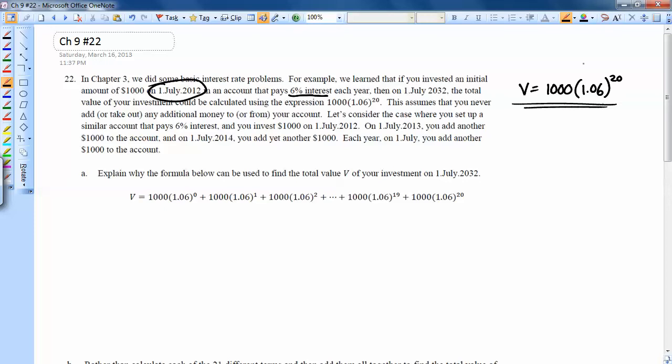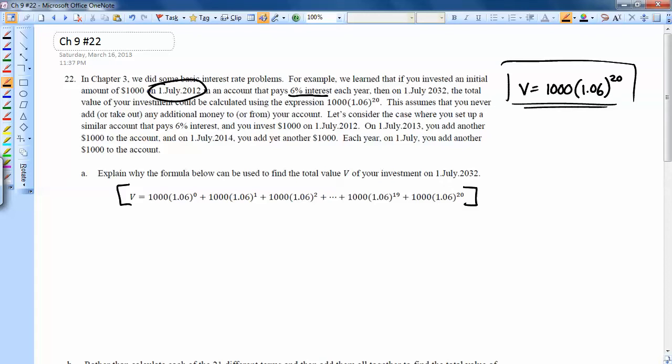But that's not usually how most investment accounts work. You don't just put in $1,000 and then wait 20 years. You usually put in $1,000, and then maybe a year later you put in another $1,000, and then a year later you put in another thousand. And so, if the account interest is always 6% a year, then your total is not going to be the same as just this, because you've kept adding to the account. So instead, after 20 years, it would be worth this if you put in $1,000 every year.